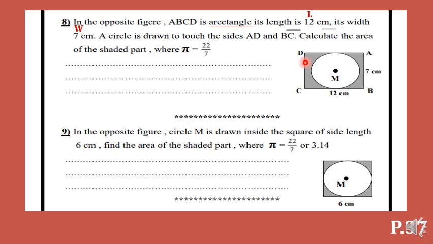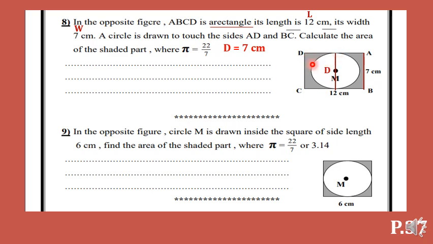Here is our figure. We have a circle inside the rectangle, and this circle touches the rectangle. It touches AD and BC. How can I use this information? I will use this information to find diameter length. This is the diameter of the circle and it's equal to the length of AB, which is equal 7 centimeter. So D here equal 7 centimeter. Now I want to find the area of the shaded part. I cannot find the area of the shaded part directly. First I must find the area of the rectangle and the area of the circle.